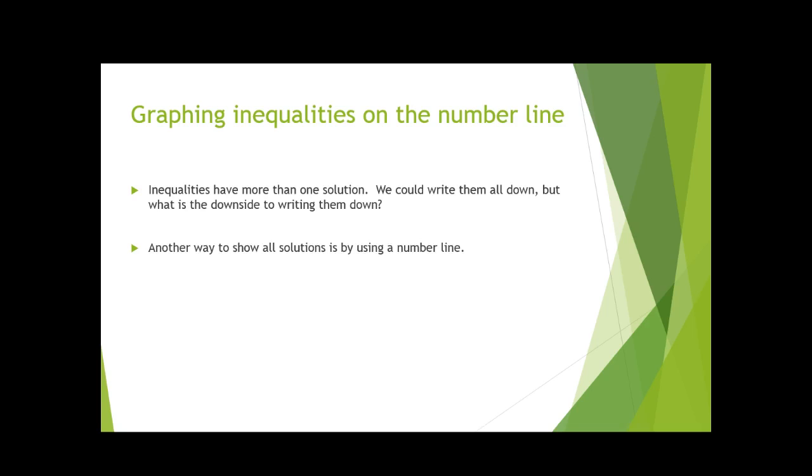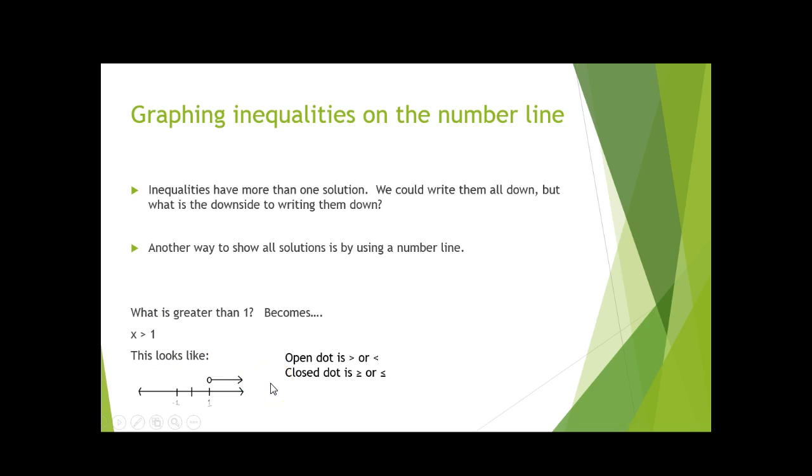So another way to show all the solutions is by using a number line. So what is greater than 1 becomes x is greater than 1. And that looks like this on the number line. You always need a few numbers so you can get a reference of where you're looking on the number line. You have 1, you have -1, zero is in between, and you have a line that's going to the right. Those are all your solutions to x greater than 1.